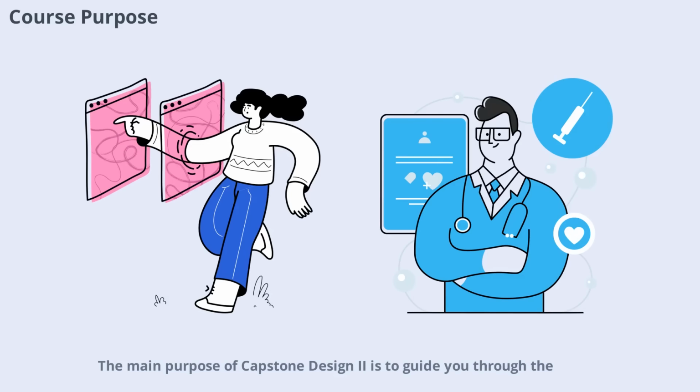The main purpose of Capstone Design II is to guide you through the execution of a design plan that addresses a real medical or healthcare challenge. By the end of the course, you'll have developed a working engineering solution, complete with detailed calculations, drawings, and a prototype. You'll also learn to identify and apply relevant engineering and regulatory standards, ensuring your solution is both innovative and compliant. This course is designed to bridge the gap between theory and practice, preparing you for the professional world where your solutions can make a real difference.